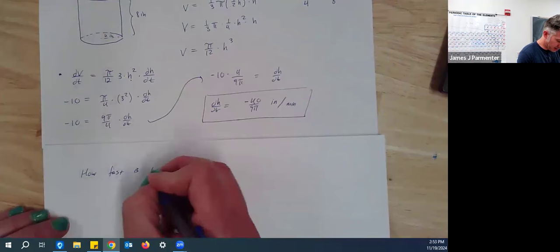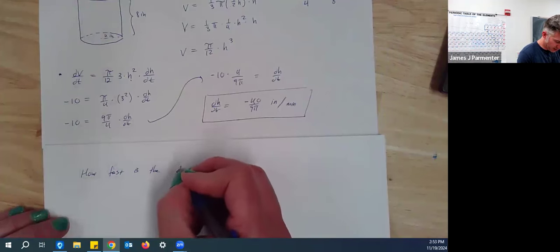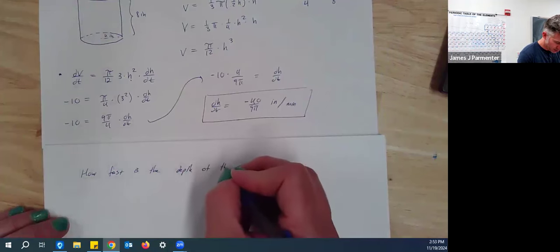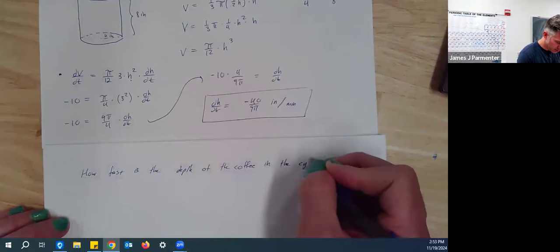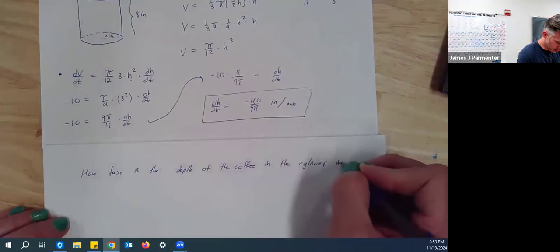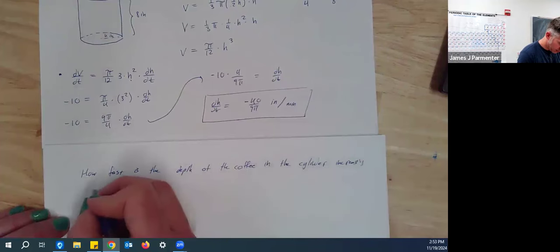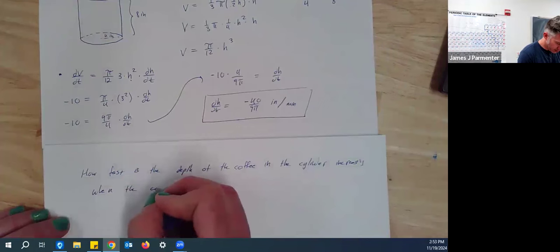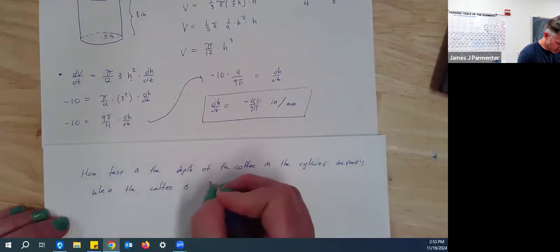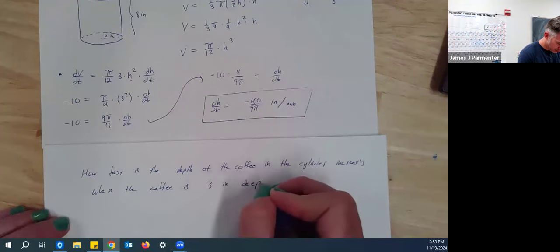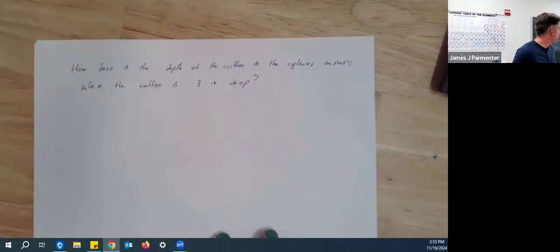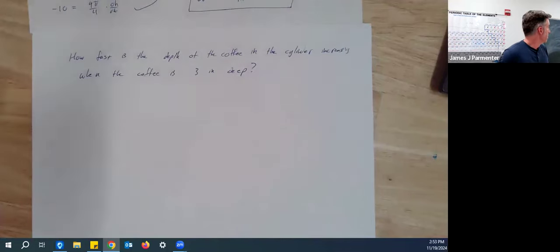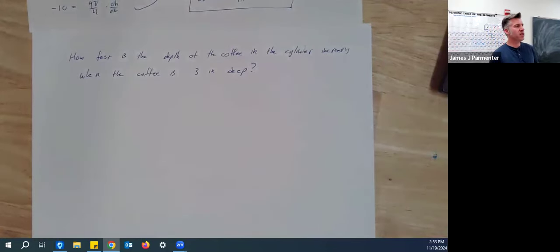How fast is the depth of the coffee in the cylinder increasing when the coffee is 3 inches deep? Feels like a weird way to describe the amount of coffee you have, but okay. So a similar situation, but not quite the same.